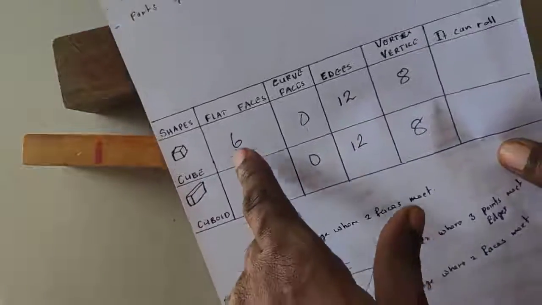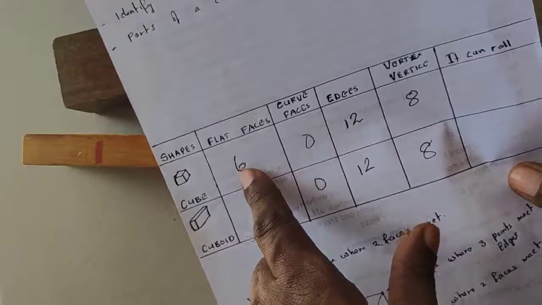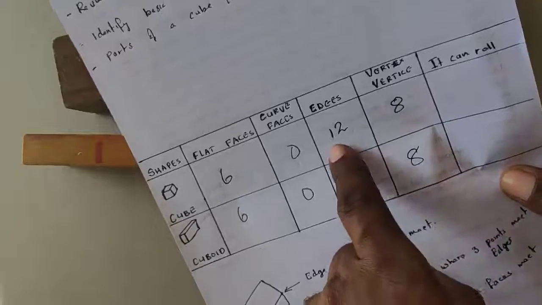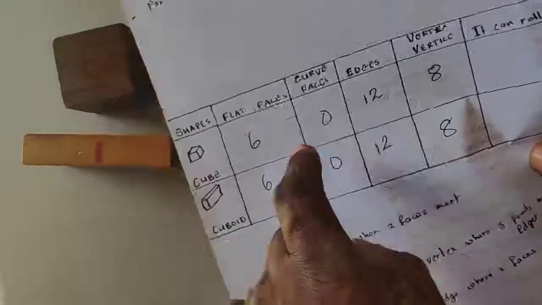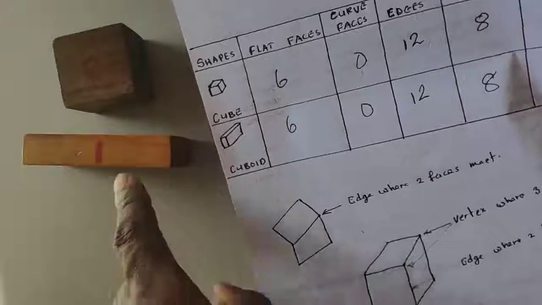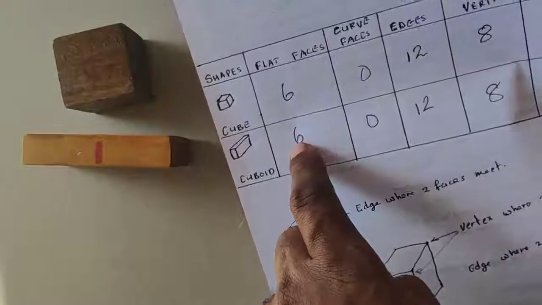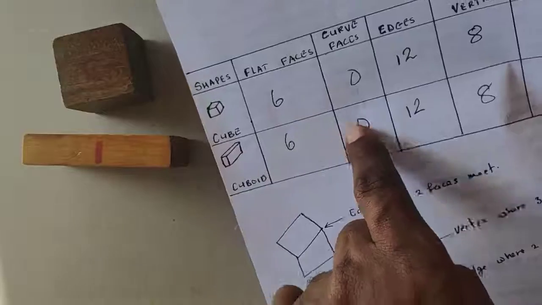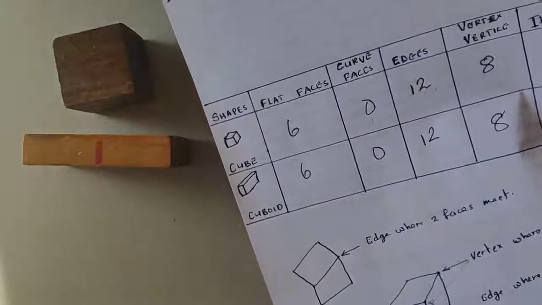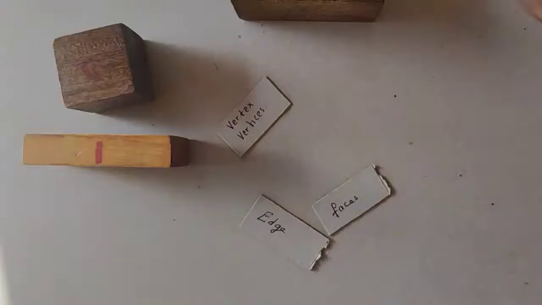So we did that. And we also did, and we recorded how many faces. Remember, the cube has 6 flat faces, no curve faces. It had 12 edges and 8 vertices. Also, the cuboid had 6 flat faces, no curve faces, 12 edges, and 8 vertices. Today, we're going to look at some new shapes.